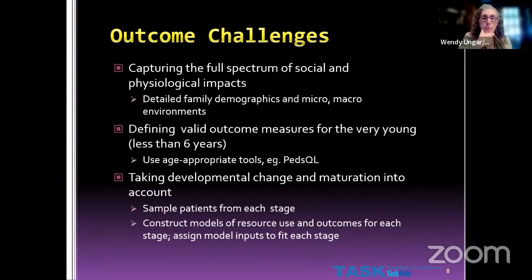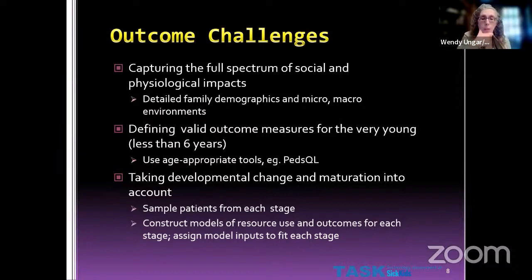So here, just some of the challenges that are quite obvious, capturing the full spectrum of social and physiological impacts. We really need, in addition to administering the outcome measures, to understand that milieu, both in micro and macro environments in which the child resides. It is hard to measure any kind of quality of life or other measure of benefit or outcome in children who are preschoolers, very young children.